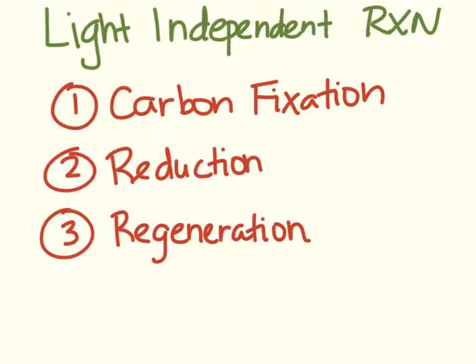The light-independent reaction takes place within the stroma of the chloroplasts in eukaryotic cells, and it consists of three main types of reactions. The first set of reactions is referred to as carbon fixation. The second set is referred to as reduction, and then the third we refer to as regeneration. And we are going to go through each of those steps now.